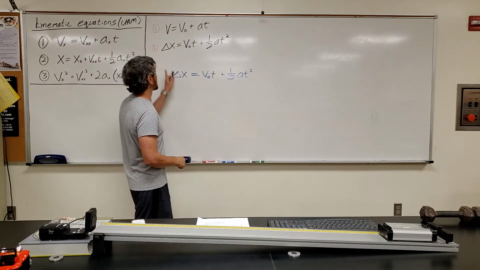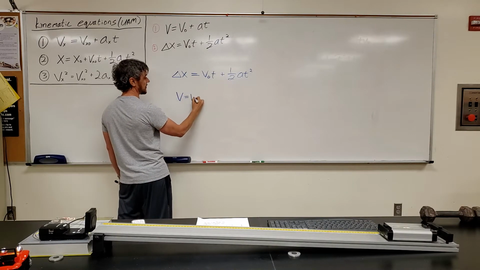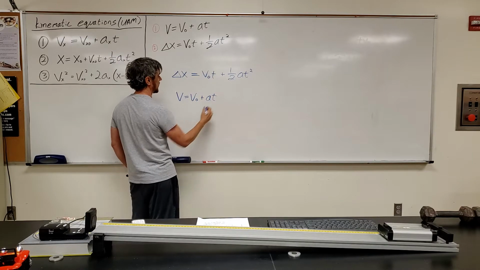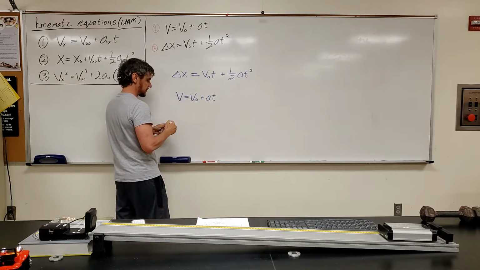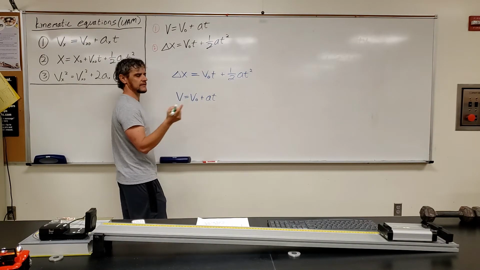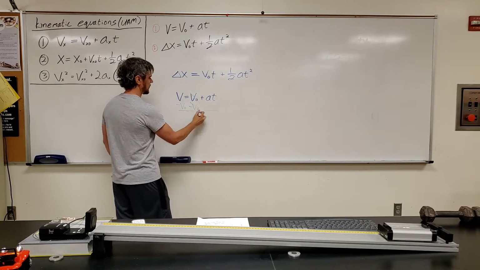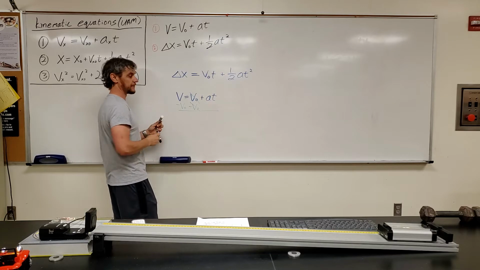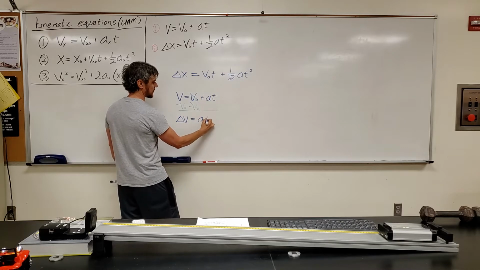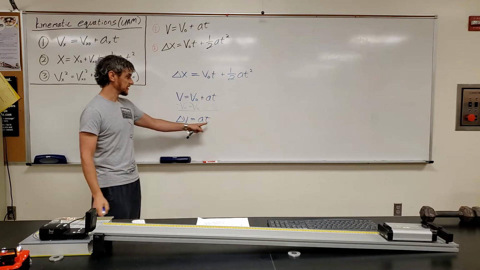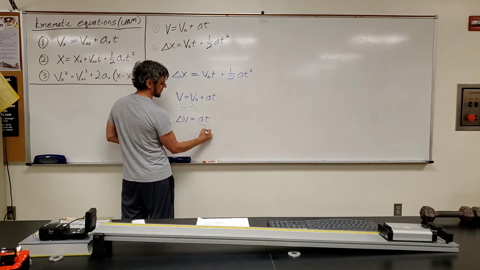I'm going to do so by taking kinematic equation number 1, which says final velocity equals initial velocity plus the acceleration times time. I'm going to solve this for the time t. I'm going to subtract the initial velocity from both sides. And then I'm going to write v minus v naught, or final minus initial velocity, as delta v, which is going to equal the acceleration times time. Since I'm trying to eliminate t, I want to solve this equation for t, so I'm going to divide both sides by the acceleration a.